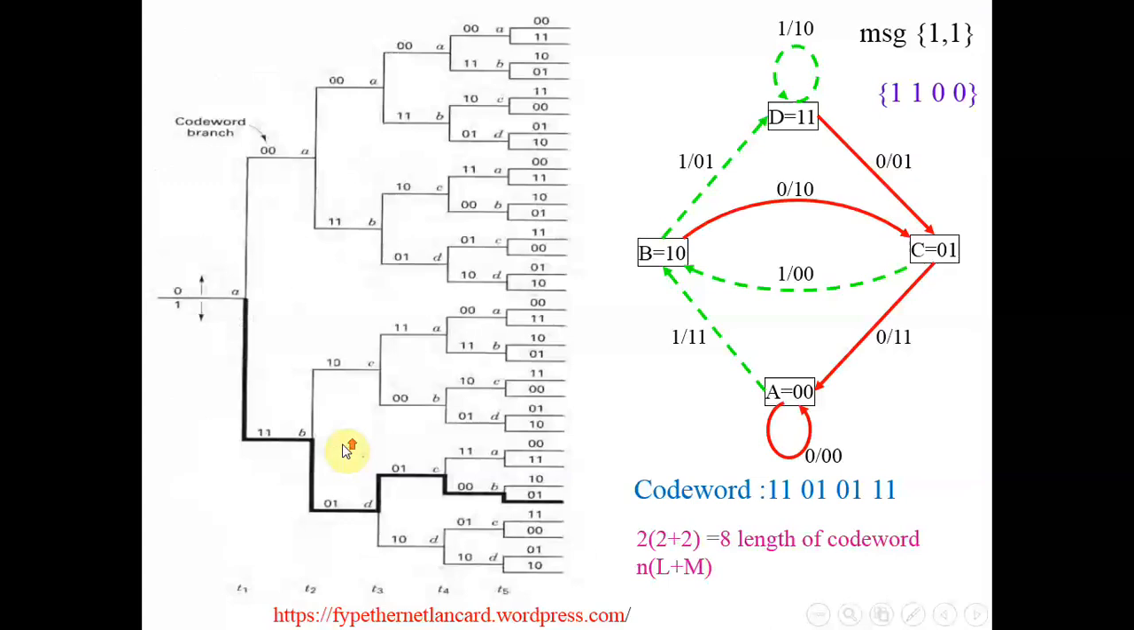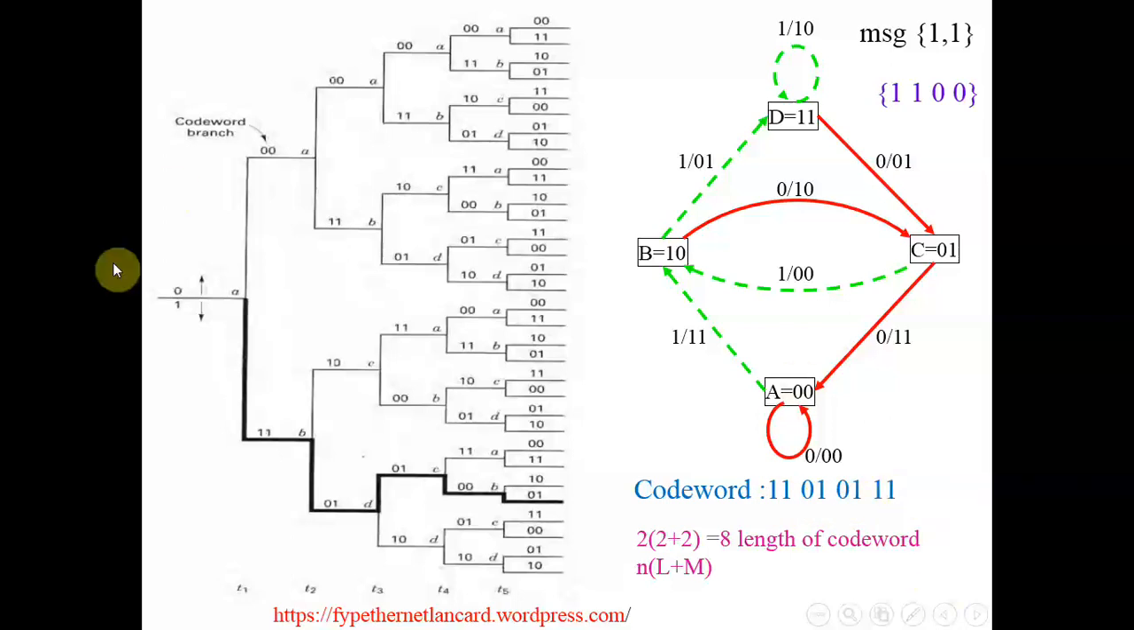Now if you want the output from the state diagram, just check. You are in A. You receive 1. When you receive 1, you move to B. Your output is 1 1. Now in B you again receive 1, so you move from B to D. Your output is 0 1. Now in D you receive 0, which is the third bit. You come to C. Your output is again 0 1. And then it is the final bit 0. So from C to A, your output is 1 1. So the code word is 1 1 0 1 0 1 1 1.